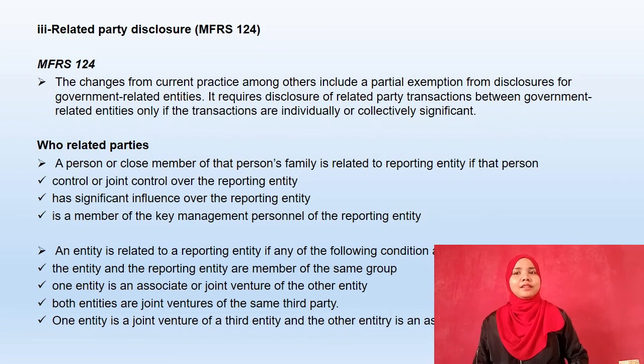Second, an entity is related to the reporting entity if any of the following conditions apply. First, the entity and the reporting entity are members of the same group, which means that each parent, subsidiary, and fellow subsidiary is related to the others. Second, one entity is an associate or joint venture of the other entity, or an associate or joint venture of a member of the group of which the other entity is a member.